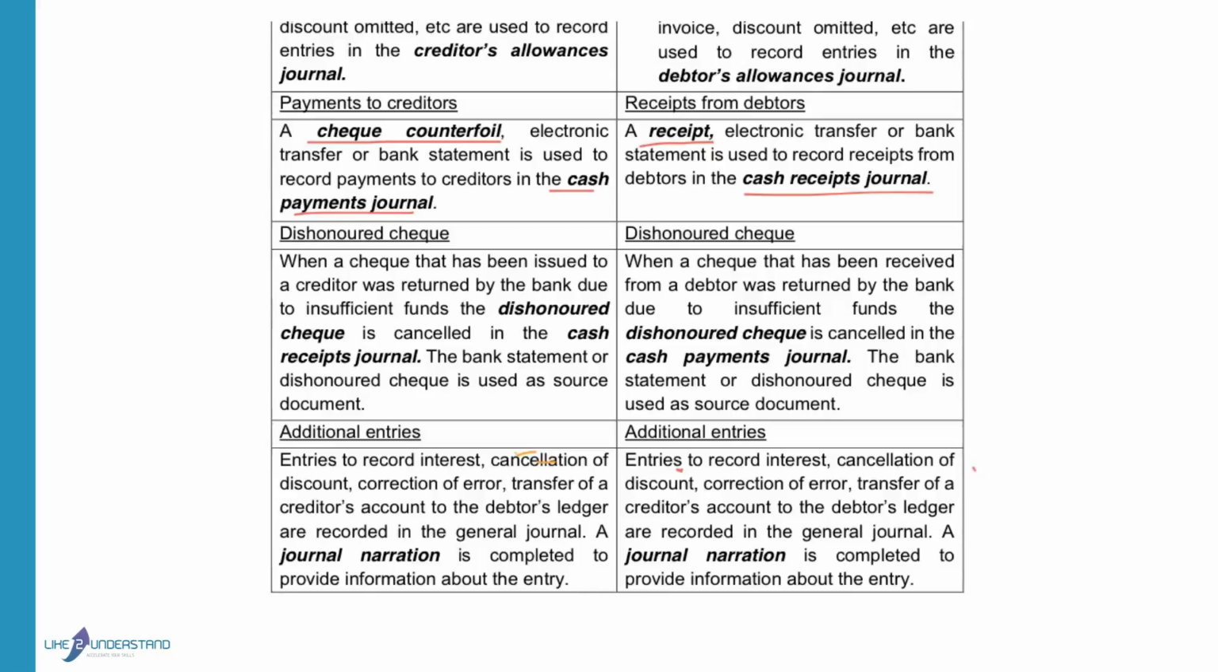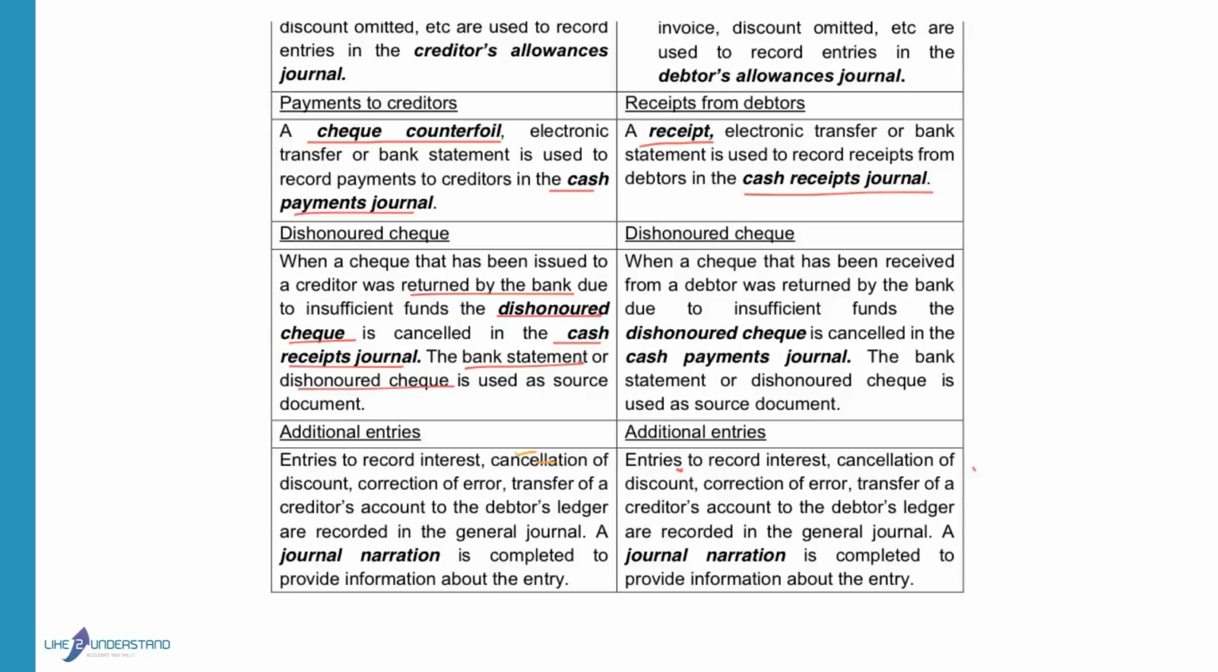A dishonored check: if we give a check to a creditor and the check is returned by the bank because we don't have enough money in the bank, this dishonored check must be cancelled in the cash receipts journal because the original check was recorded in the cash payments journal. So if we want to cancel it, it must be cancelled in the cash receipts journal. And we will use the bank statement or this dishonored check as a source document to record this entry.